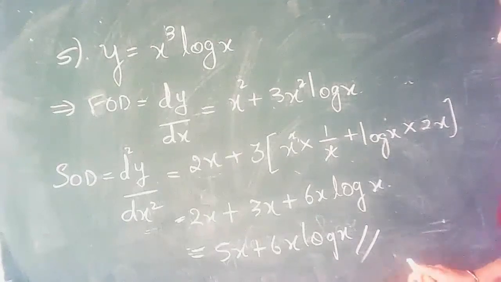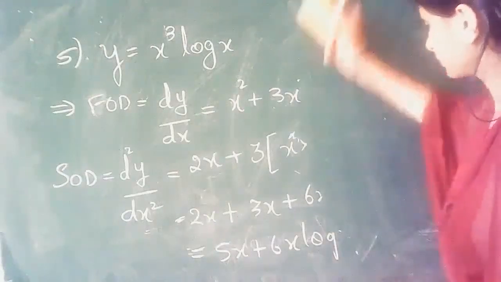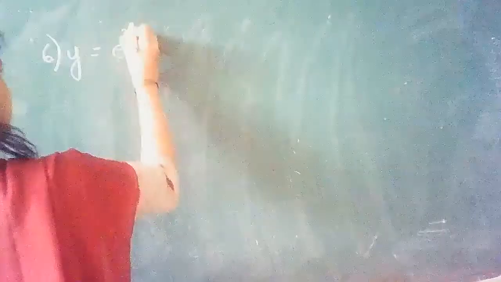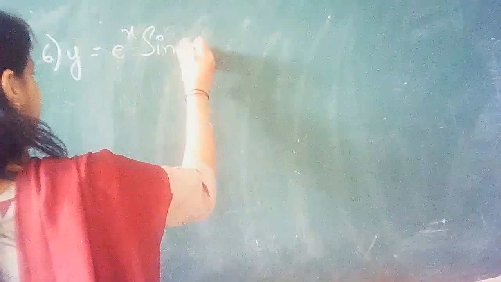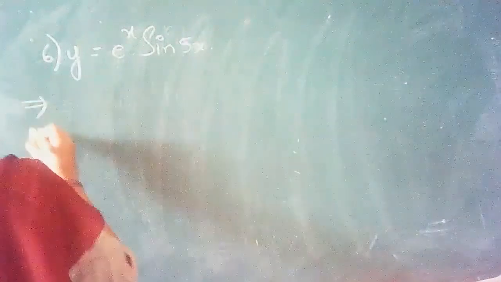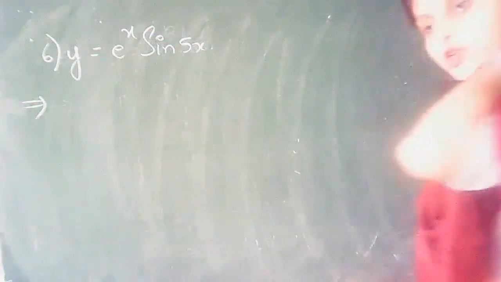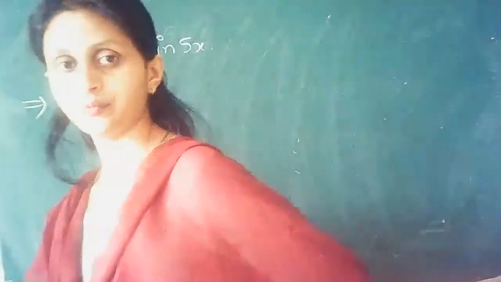Let us go to the next question. Six. y is equal to e to the power x sin pi x. Again, here this is a product, so we are going to use the product rule or Leibniz rule.